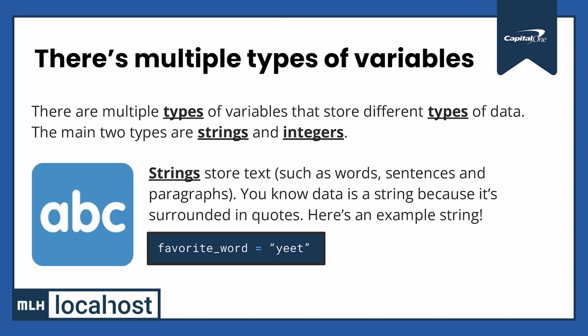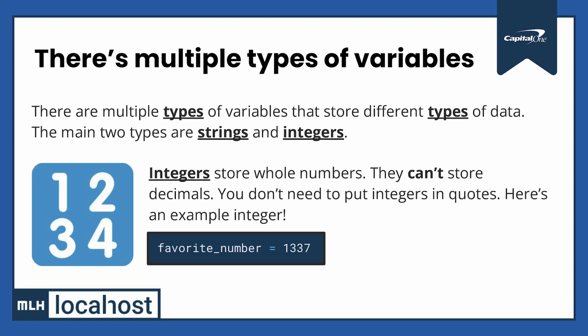The main two types you need to know about today are strings and integers. Strings store text, such as words and sentences and paragraphs. You know data is a string because it is surrounded by quotes. Here's an example. Another type is integers. Integers store whole numbers. So heads up, they can't store decimals. You do not need to put integers in quotes. Here's an example of what an integer looks like.